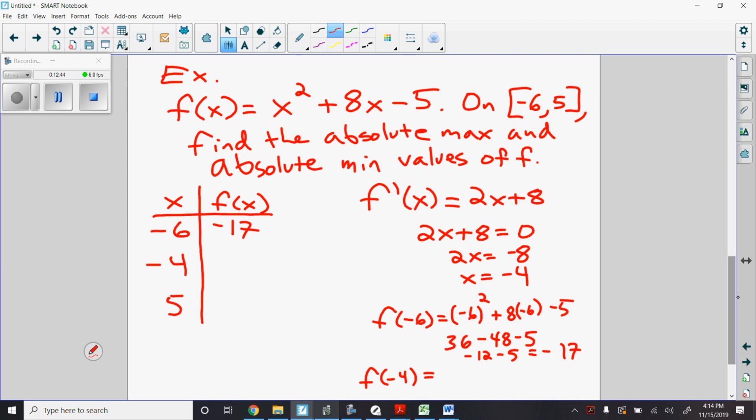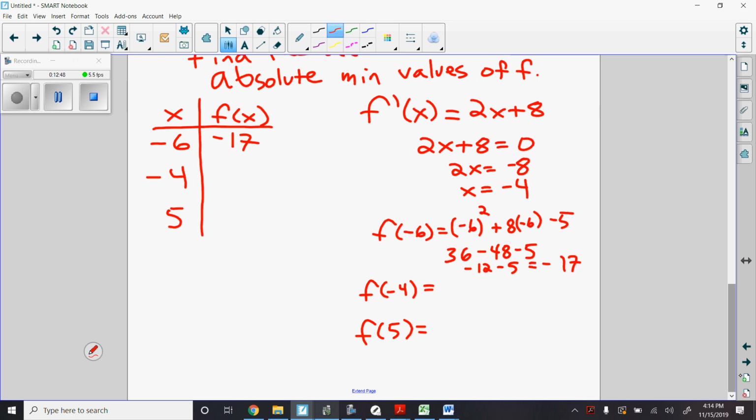Okay, next I'm going to test f of -4. So I'm going to have -4 squared plus 8 times -4 minus 5. -4 squared is 16, minus 32 minus 5. 16 minus 32 is -16, minus 5 is -21.